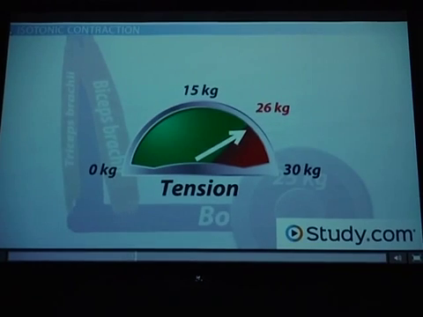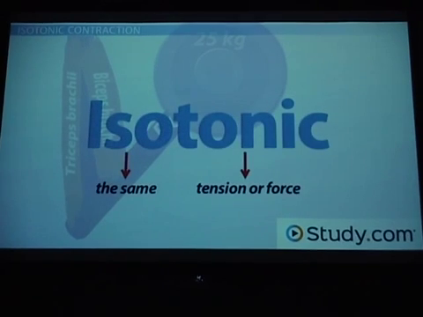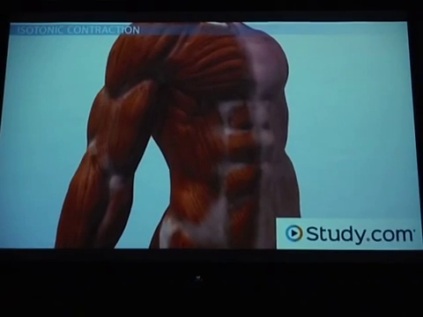It's important to note that force does not change in the muscle while it's shortening, hence the term isotonic contraction. It's also important to note that there are two types of isotonic contraction.